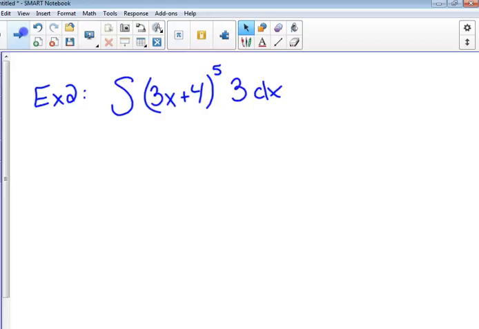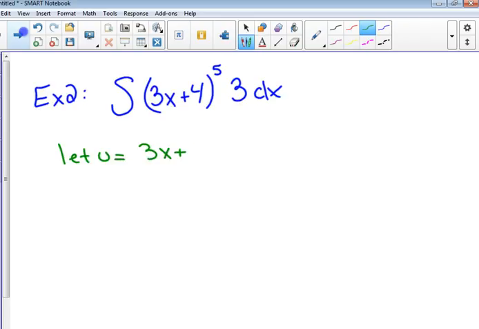Okay, so we're doing this on our own? Yeah. Let's see if you guys can figure out what is u. Right, you got it. Good job. So we say let u equal 3x plus 4. Now we have to figure out what du is. Good, 3. Perfect.